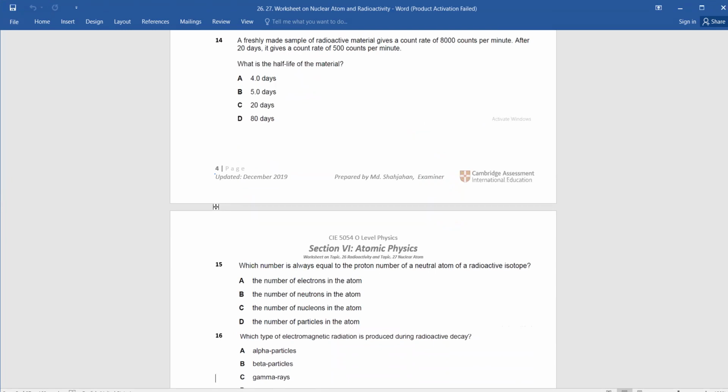Which number is always equal to the proton number of a neutral atom of a radioactive isotope? The number of electrons in the atom. So A. How do we understand it? The proton number and electron number are also the same.